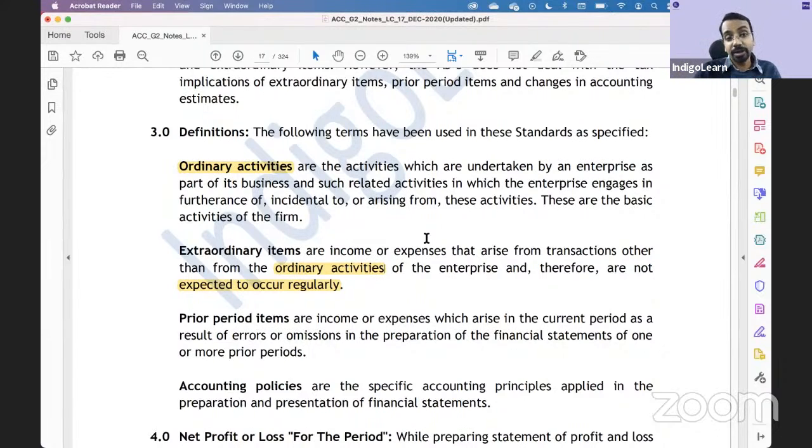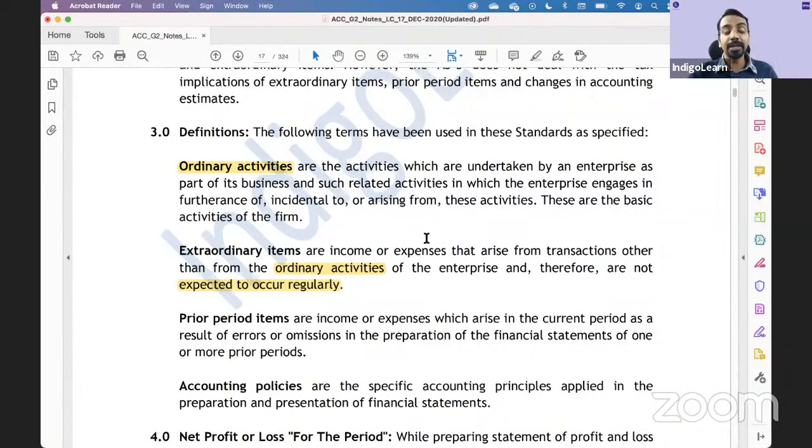Sometimes extraordinary items are called so because some other standard says that that particular transaction is always treated as an extraordinary item. For example, refund of government grant. Refund of government grant is always an extraordinary item. It may be a small refund, but as per accounting standard 12, refund of government grant is an extraordinary item.